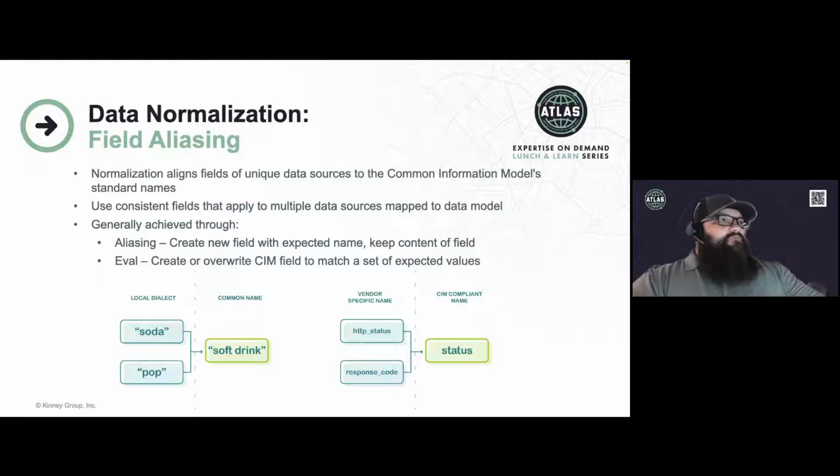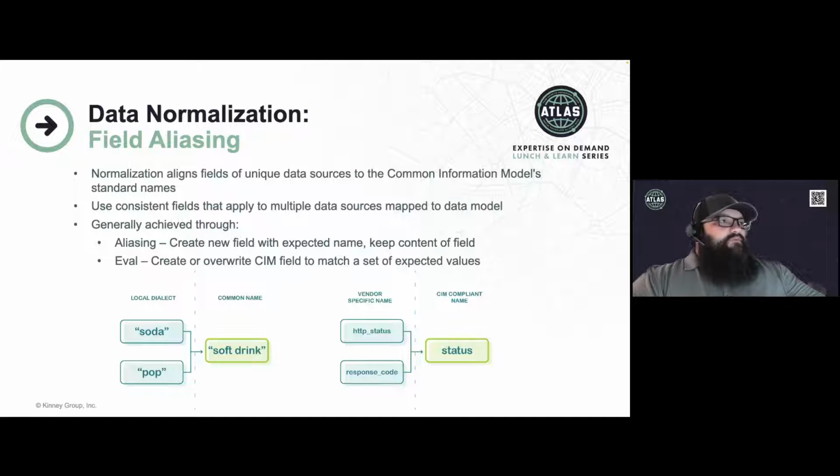Normalization aligns fields of unique data sources to the Common Information Model standard names. It uses common, consistent fields that apply to multiple data sets mapped to the data model, generally achieved through aliasing, which is creating a new field with an expected name, where the value is tied to the value of the original field, and also through evals, which create or overwrite the CIM field to match a set of expected values.